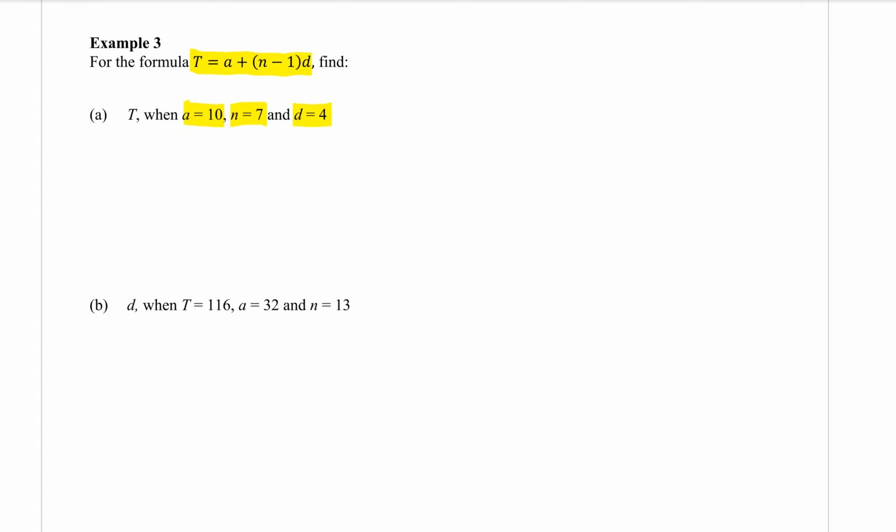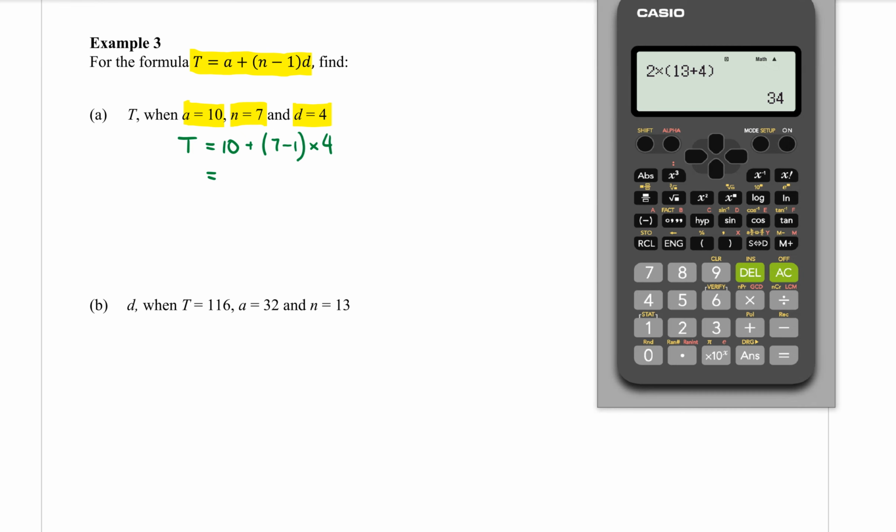Okay, so we sub them in. T, don't know that, equals A, I was told was 10, plus, the formula says N minus 1. N is 7, so bracket 7 minus 1, close bracket. Then D is 4. That does mean times by 4, so put a little times sign in there. And because the T is already by itself, we just have to type all those numbers in our calculator. 10 plus bracket 7 minus 1, close bracket, times by 4. So that equals 34.